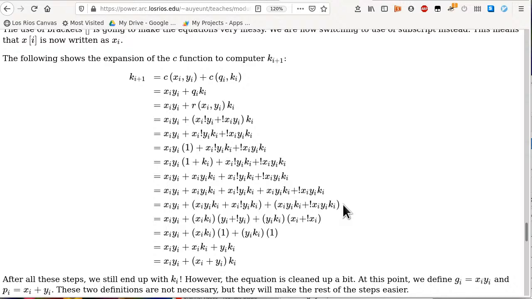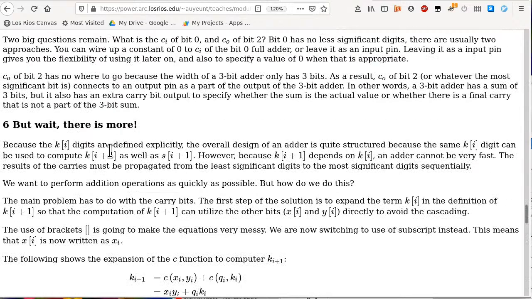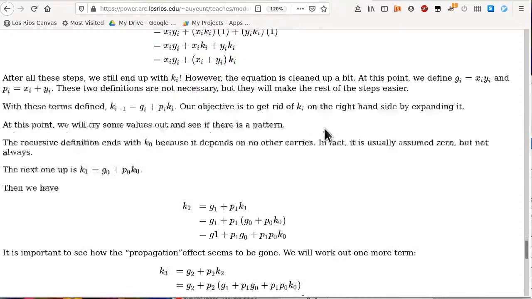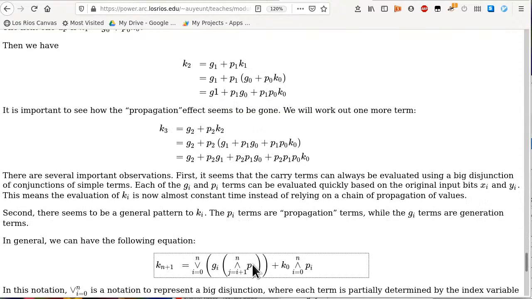So that's not good. And then the other mechanism, which is what this section 6 is all about, is called the carry look ahead mechanism, where we use Boolean algebra and a few tricks so that we can boil everything down to an expression that looks like this. What is the big deal? It seems like we just made everything more complicated.